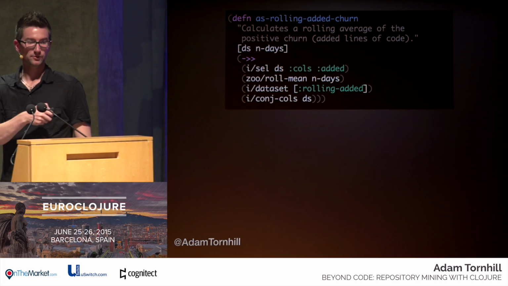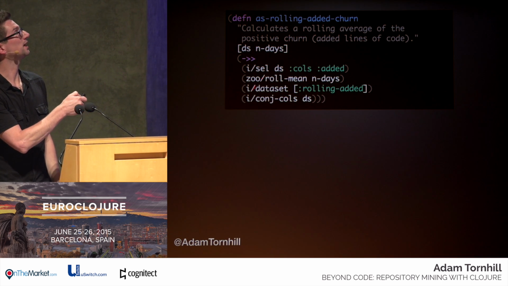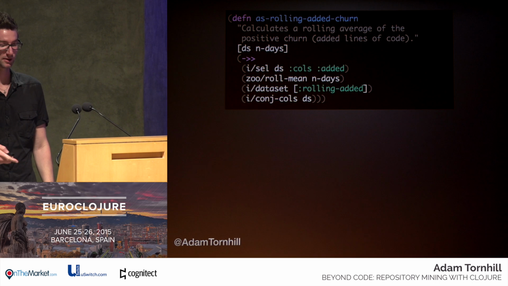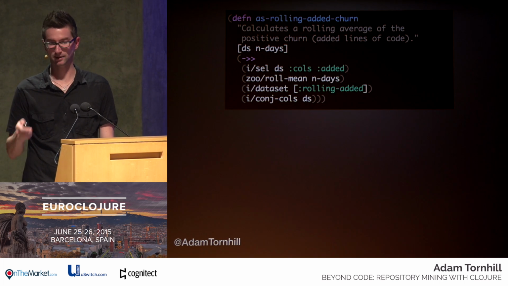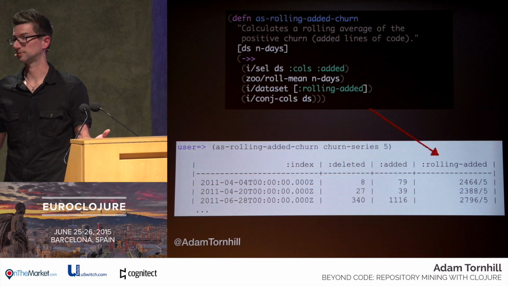So the values we get back for roll mean, we feed them, create a new data set, and merge that with the original data set. So we get a new data set back. And this new data set contains a rolling added column.